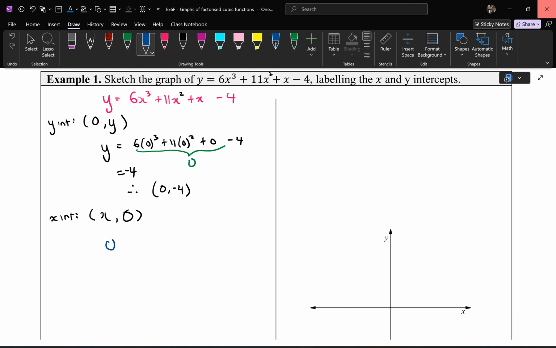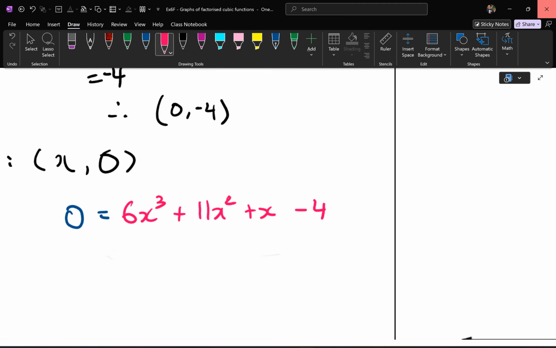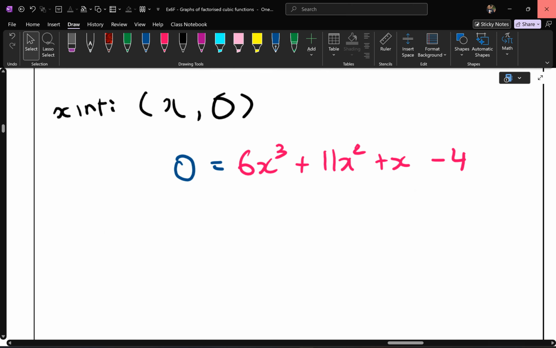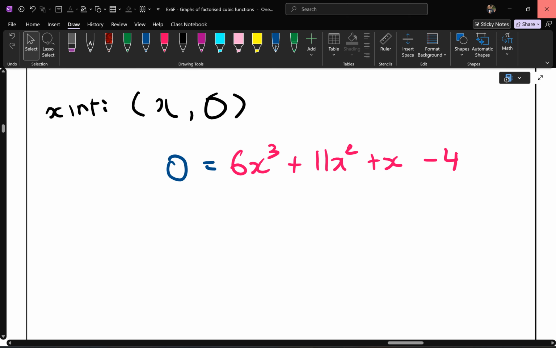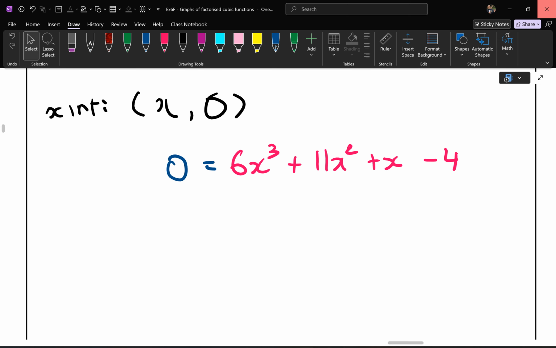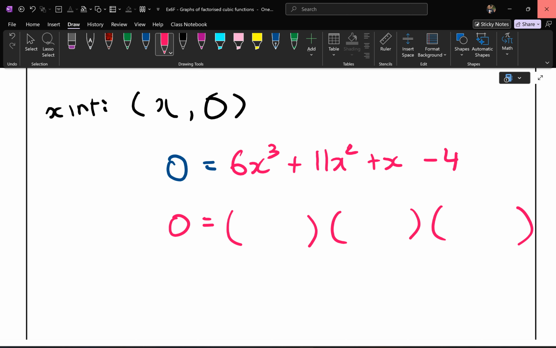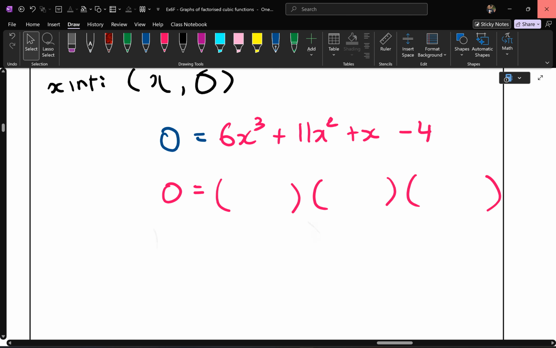If you let y equal to 0, you get 0 is equal to 6x cubed plus 11x squared plus x minus 4. This is not easy to do. That's why you've been learning to factorize. But to factorize, we use 6c to find a factor. So remember, our goal is to break this into 3 brackets. You got to find the first one. So how do you find the first one?